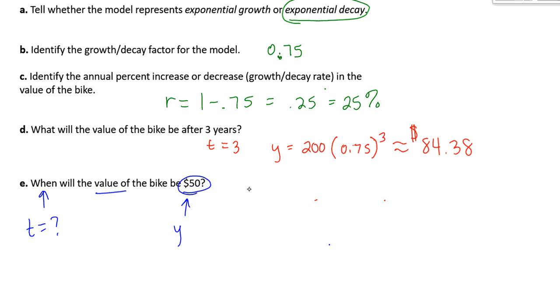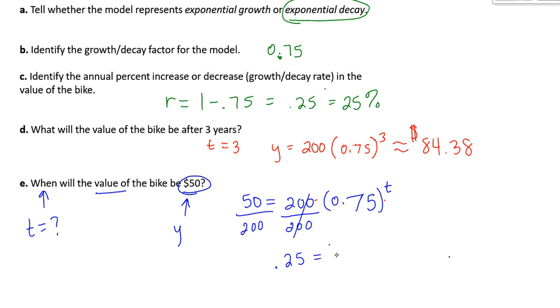So I'm going to fill in the pieces I know again. I'm going to go 50 for Y. The rest is the same, except now, instead of 0.75 to the 3, it's going to be to the t. Now we have to solve using our exponential and log conversions. So I'm going to get rid of this 200. So I end up with 1/4 or 0.25 equals 0.75 to the t.